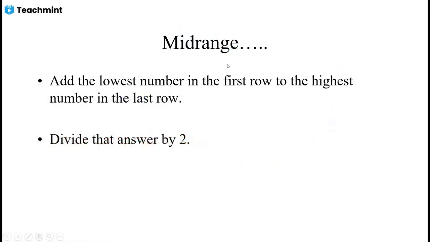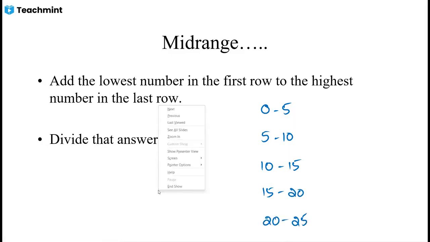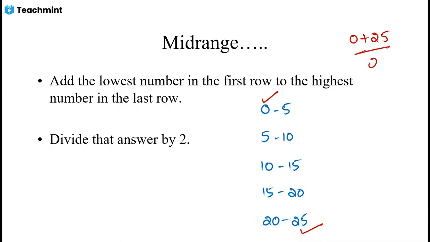Now, mid-range. Mid-range is nothing but, say you have data 0 to 5, 5 to 10, 10 to 15, 15 to 20, 20 to 25. Then what is mid-range? Take the first row lowest value and the last row highest value, and divide by 2. Mid-range is 0 plus 25 divided by 2, which is 12.5. This is mid-range, MR.